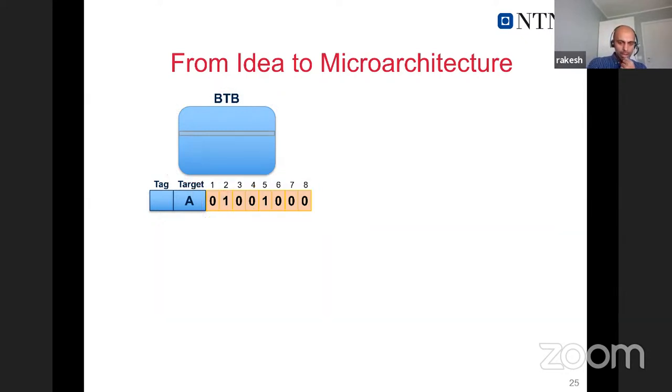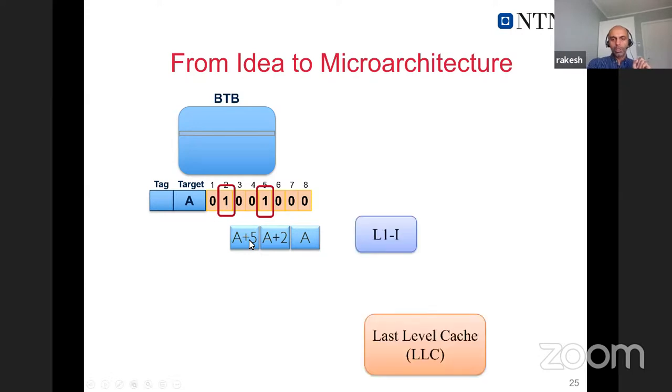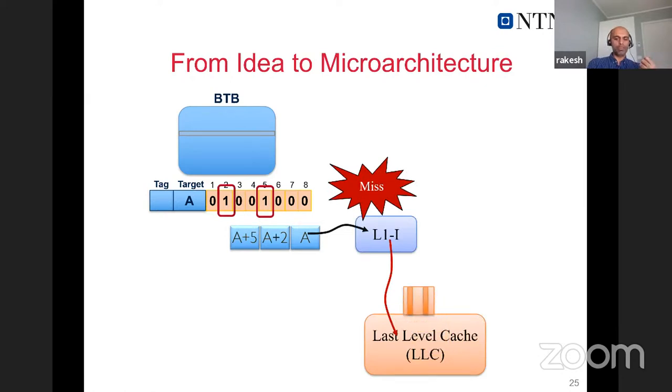Let's take an example of what exactly we need to prefetch in this particular case. Since the unconditional branch brings us to a target which is in cache block A, we need to prefetch cache block A. Then this bit 0 means cache block A plus 1 is not needed. This bit is 1, which says cache block A plus 2 will be needed. So there is a conditional branch in A plus 2, and we will prefetch it and try to recover that conditional branch. Similarly, we need another branch, which is in this cache block. Once we have this information, we go to the L1I and check whether the block is there or not. If it is not there, you get it from the LLC.